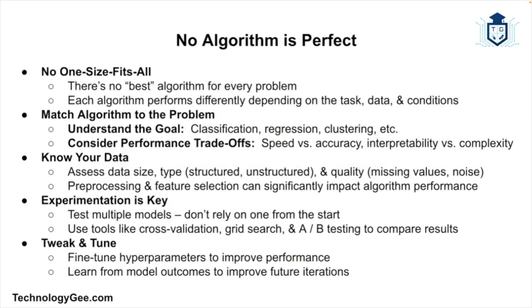Now, when it comes to algorithms, you've got to understand that no algorithm is perfect and there is no best algorithm. Each one shines in specific scenarios, and the magic really happens when you understand the problem that you're trying to solve, you know your data, such as its size, type, and quality, and you try multiple models and then compare the results. Machine learning isn't about guessing the right tool the first time. It's about experimenting, tweaking, and learning what works best.